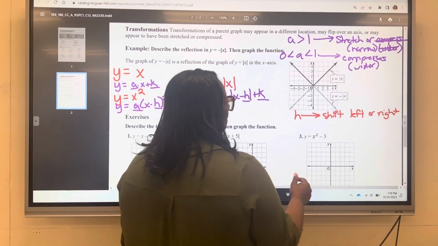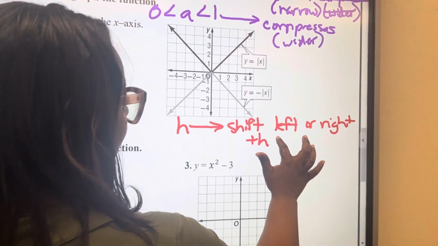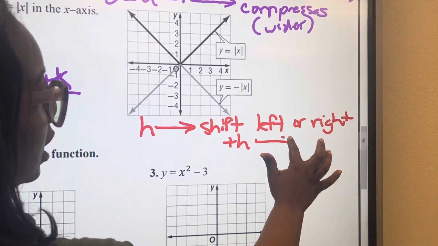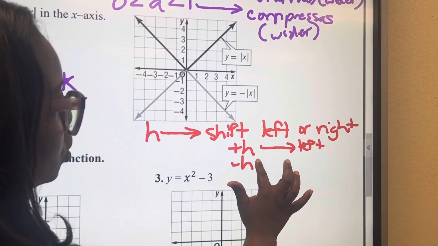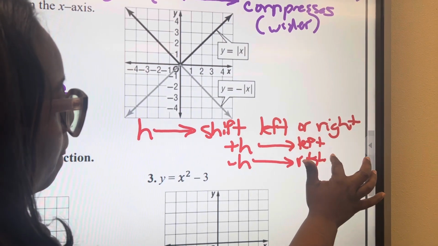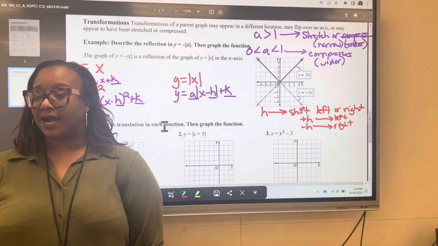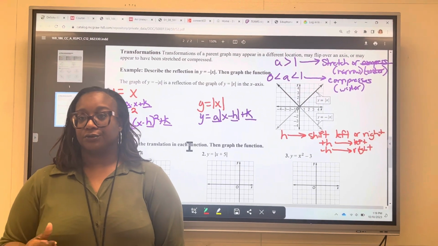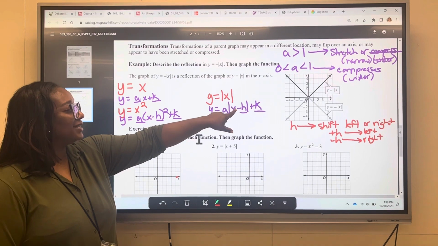So if I have a plus H, it's actually going to move it to the left. Minus H actually shifts it to the right. And the only way you're going to learn that, guys, is you have to keep going through and practicing and testing yourself. All right?